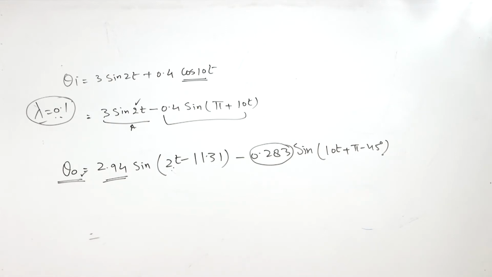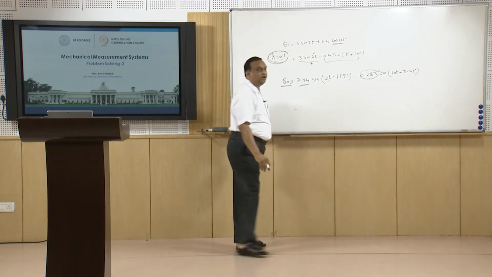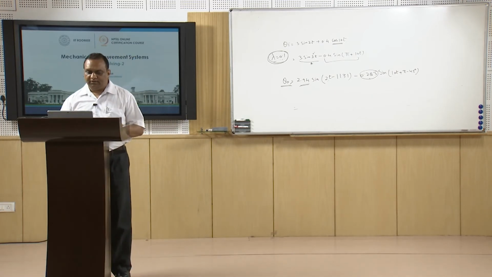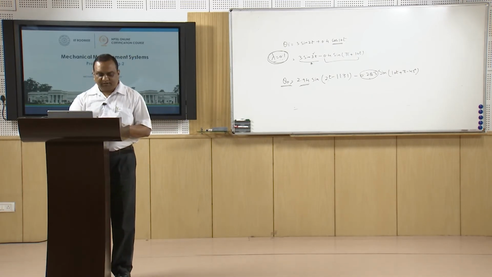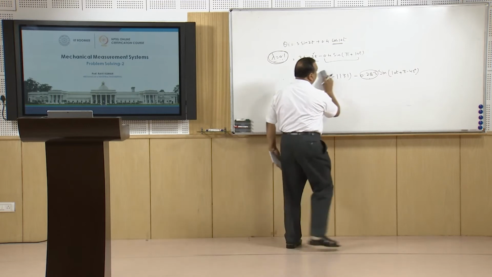So lambda equal to 0.1 in this case will give a large measurement error, right? Larger measurement error. So now we will take another example. This is for the second order system.